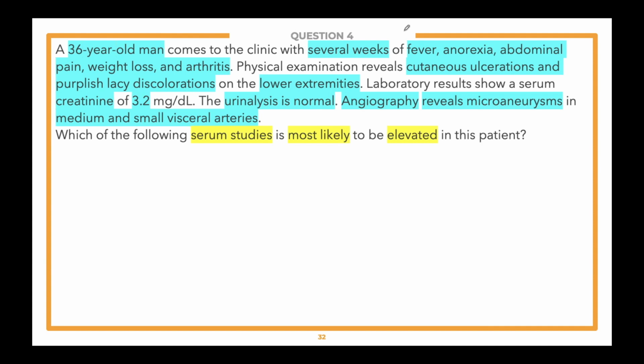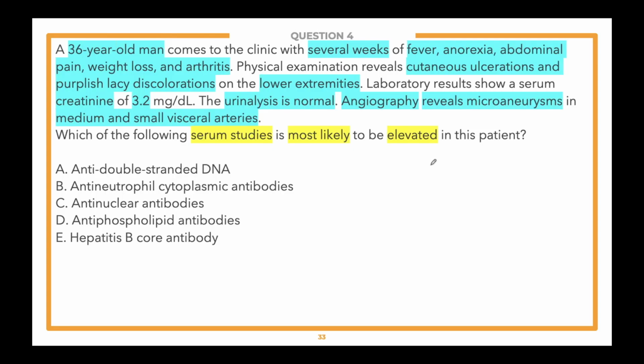They then ask us about a serum study that is most likely elevated. So I think, one, we've got to piece together these clues and come up with a nice diagnosis here. And then two, what serum study will most likely be elevated in that condition? So I think likely a two-step question here. So let's go ahead and take a look at those answer choices. Once again, we'll start at the bottom and work our way up to the top.